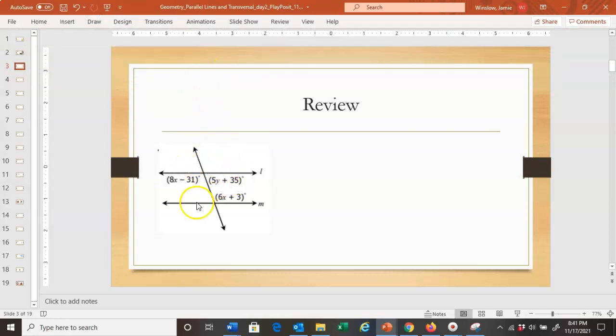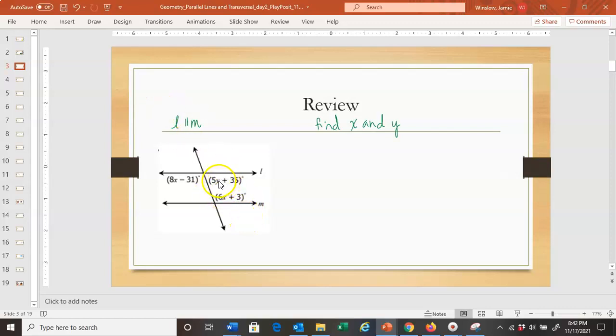We have 2 lines here and a transversal. And I should tell you that L is parallel to M. We need to know that in order to work with these. And I want us to find X and Y. So we want to use those angle pair relationships.